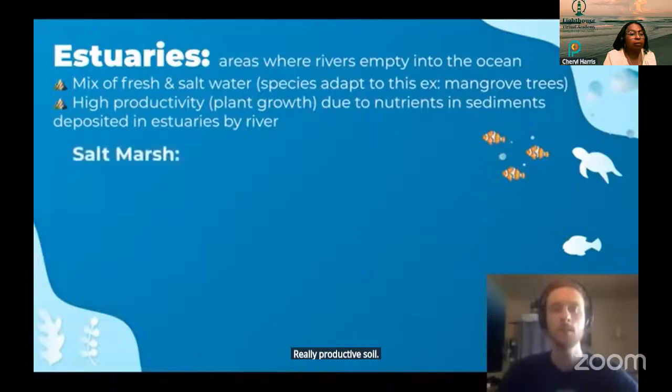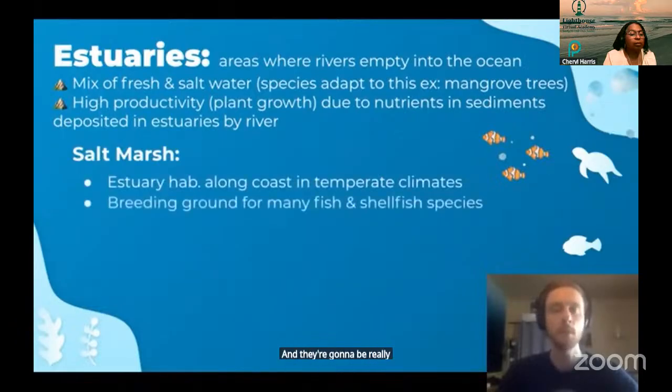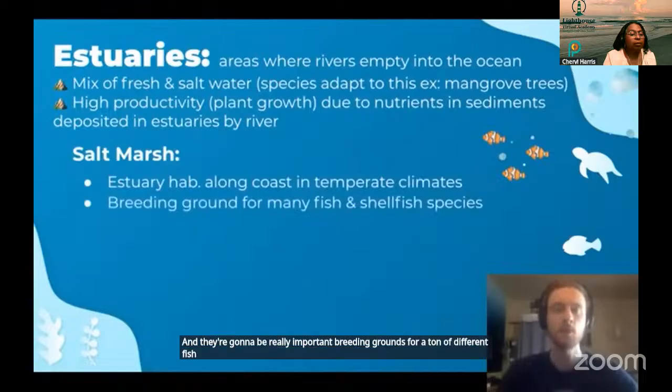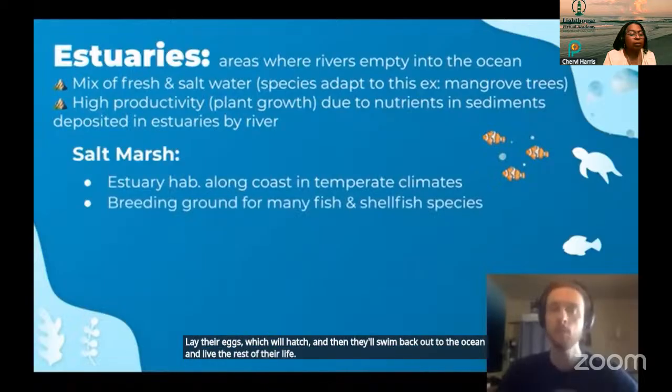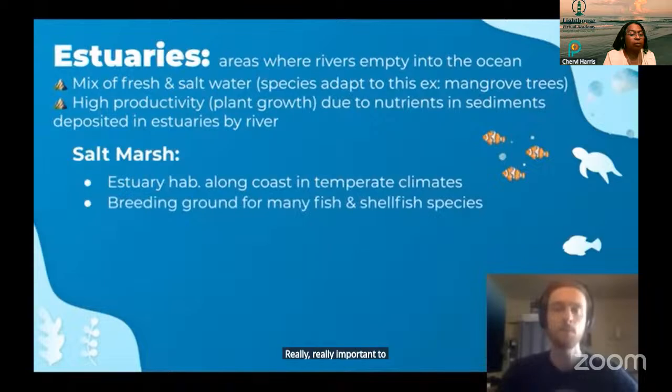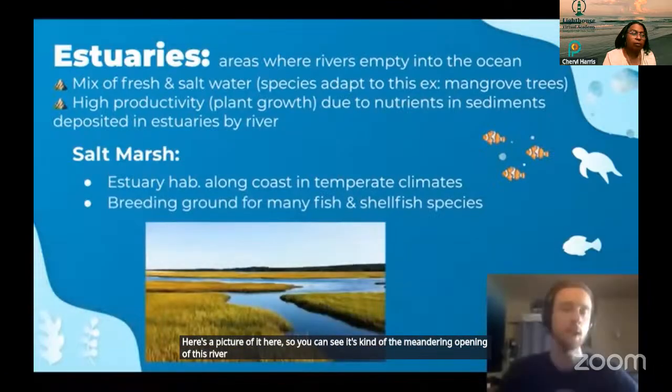So one type of estuary is a salt marsh. These are estuary habitats found along the coast of temperate climates, and they're going to be really important breeding grounds for a ton of different fish and shellfish species. So they'll swim into the salt marsh, lay their eggs, which will hatch, and then they'll swim back out to the ocean and live the rest of their life. Really, really important to supporting a bunch of different marine organisms. Here's a picture of it here, so you can see it's kind of the meandering opening of this river gradually out into the ocean.